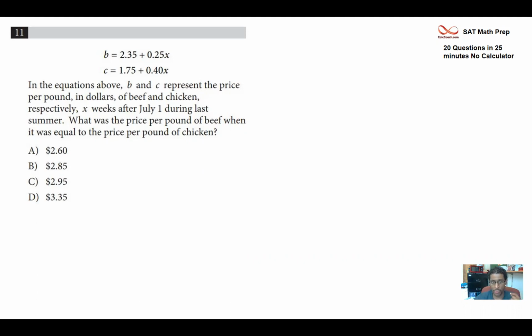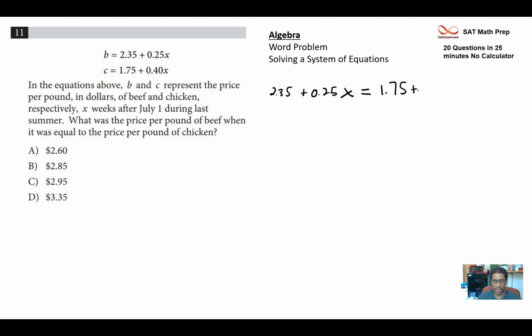And so the question says, what was the price per pound of beef when it was equal to the price per pound of chicken? So we have a word problem, but ultimately we're solving a system of equations. We want to know when these two are equal to each other. When does 2.35 plus 0.25x equal 1.75 plus 0.4x? This will give us the x value, and then we backtrack and find the B value or the C. They'll be the same.